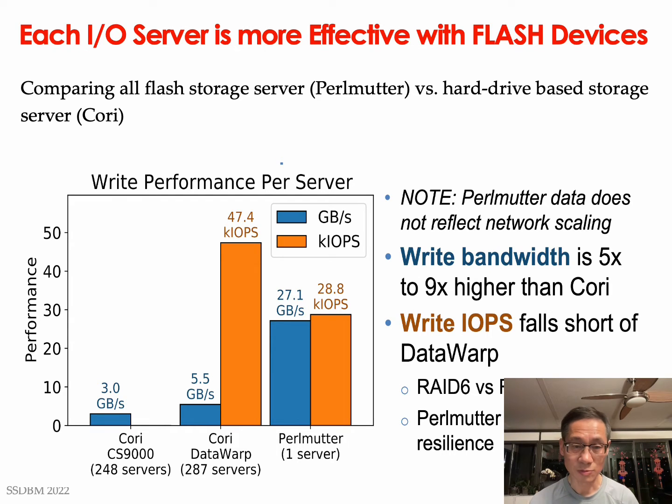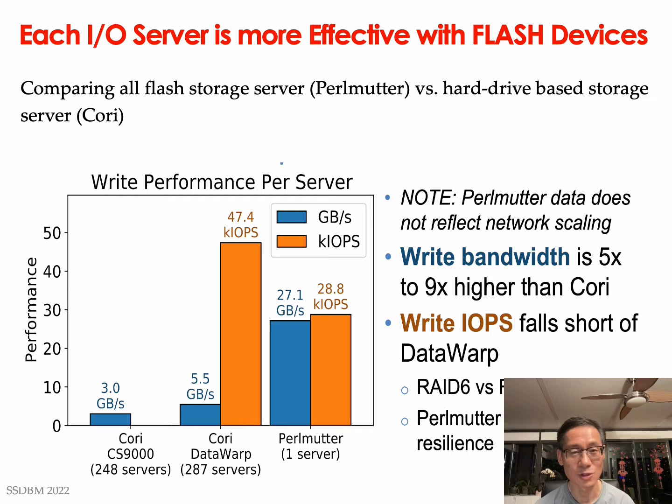Now, why is it worthwhile to do more measurements? Here is one set of measurements about an individual I/O server on Perlmutter as compared against another system called Cori, which uses a disk-based storage system. The blue bars show the write bandwidth. What we see here is Perlmutter has 5 to 9 times higher gigabytes per second than Cori, which is what we expect.